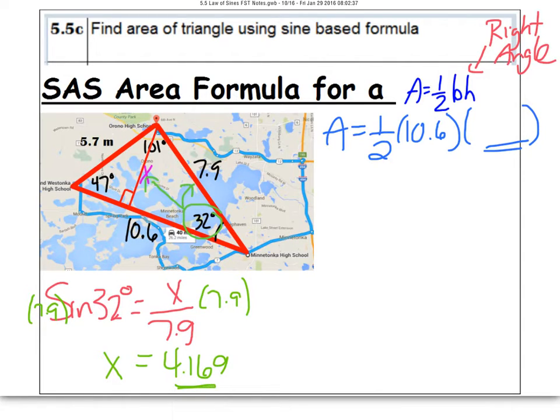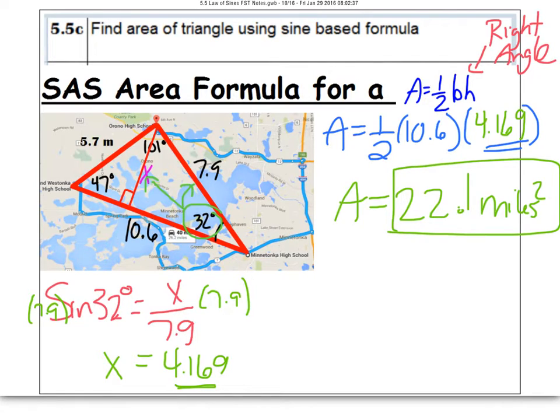So then I can just put that back up here in the height. Now if we simplify this equation, what we're going to get is that the area is equal to 22.1 squared miles. Now this method isn't bad and it actually works, but there's actually an easier method to find the area of a triangle if we're not given a right angle right up front.